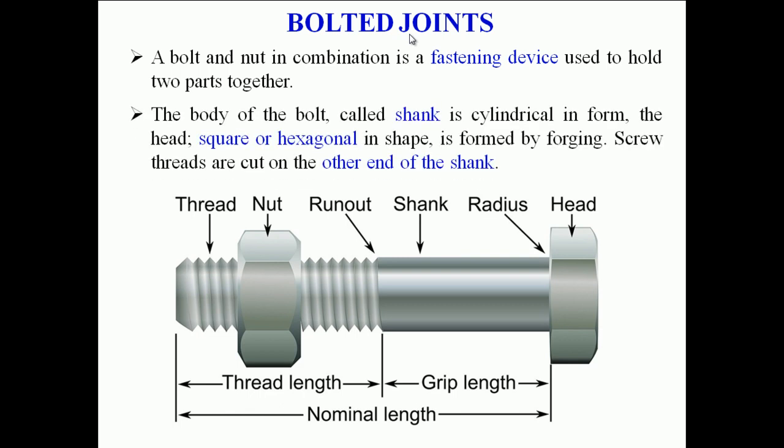The body of the bolt, that is called a shank, is cylindrical in form. The head is square or it can be hexagonal in shape, and is formed by forging. Screw threads are cut on the other end of the shank. So you can see now this is the shank actually. It's in a cylindrical form. And this one is the thread. You can see that it is taken on the other end of the shank.